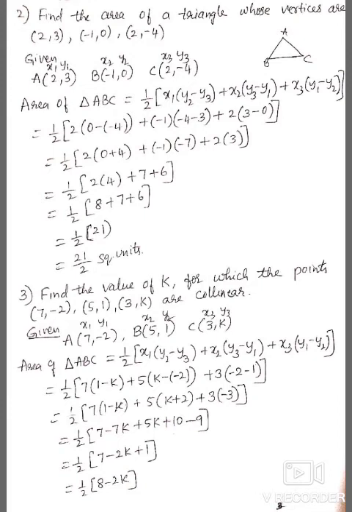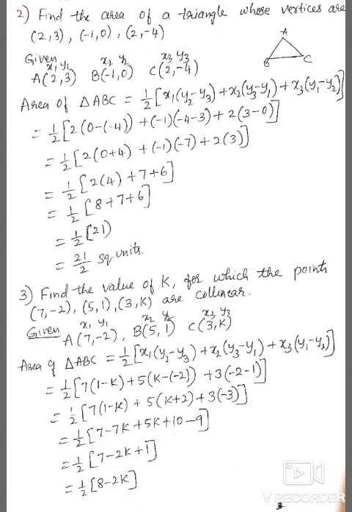x3 is 2, y1 is 3, y2 is 0. Now simplify. That is equal to half of 2 into 0 minus of minus 4, which means plus 4, so 0 plus 4, plus minus 1 into minus 4 minus 3, minus 7 plus 2, 3 minus 0, 3. That is equal to half of 2 into 0 plus 4, 4, plus minus into minus plus 1, 7 is 7, plus 2 into 3 is 6.